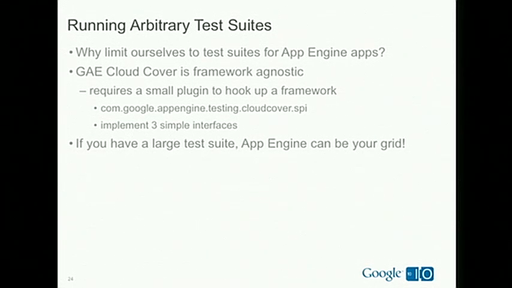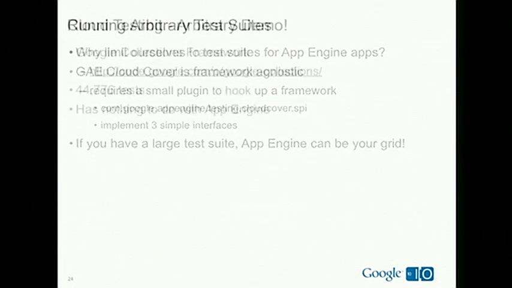But why limit ourselves? The Cloud Cover framework is agnostic. It doesn't care whether or not your code under test uses App Engine. It doesn't care whether you're using JUnit or TestNG or which version of JUnit. It's a little bit of work you have to do to plug in a different test harness. But the framework itself is agnostic. So if you have a large test suite, even if it's a test suite for something that is not App Engine, why not upload it and let App Engine be your grid?